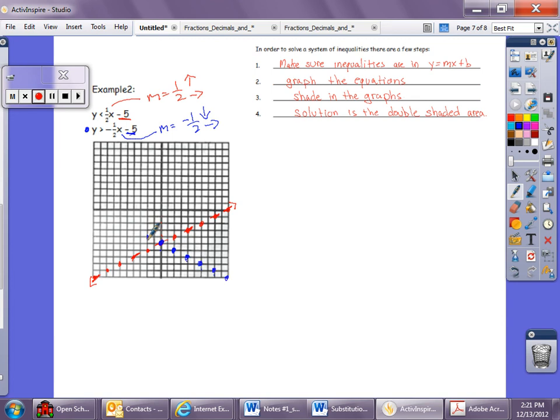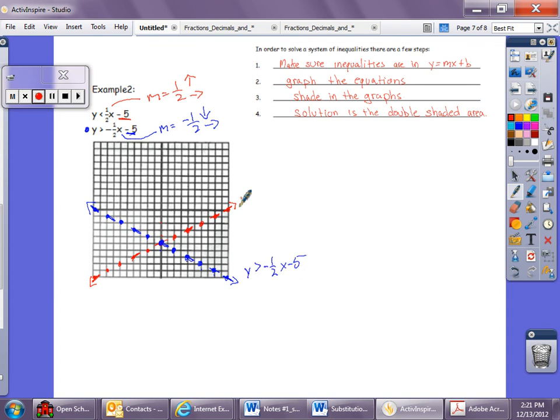Or we can go up 1 and left 2. So we're just going to plot all of our points, and then once again it says y is greater than. So since it's y is greater than, that means we are going to have an open line or a dashed line. So we're going to leave spaces in between all of the points so that it represents that it is an open line. And this is the line y is greater than -1/2 x minus 5.